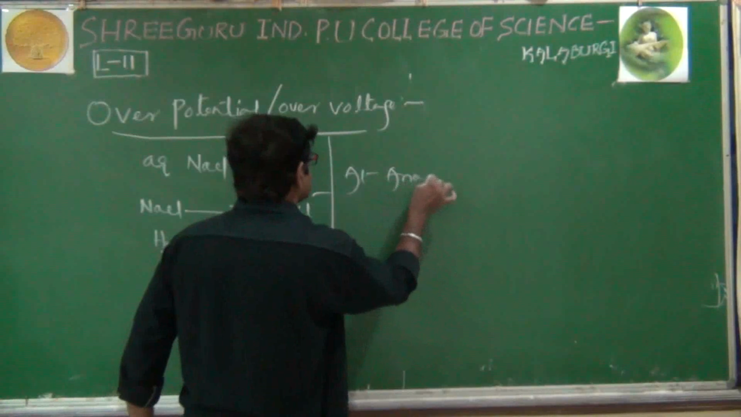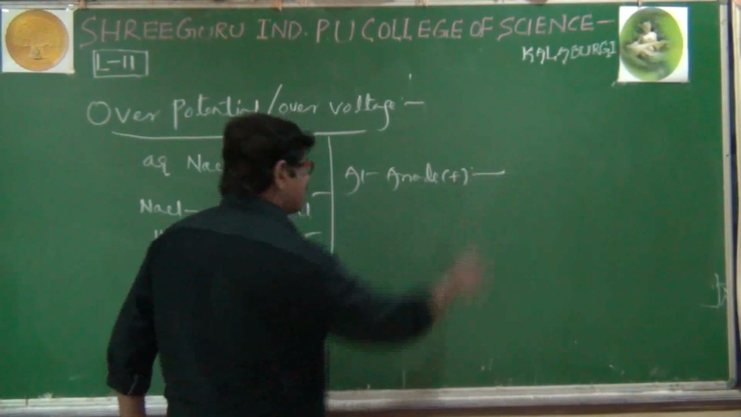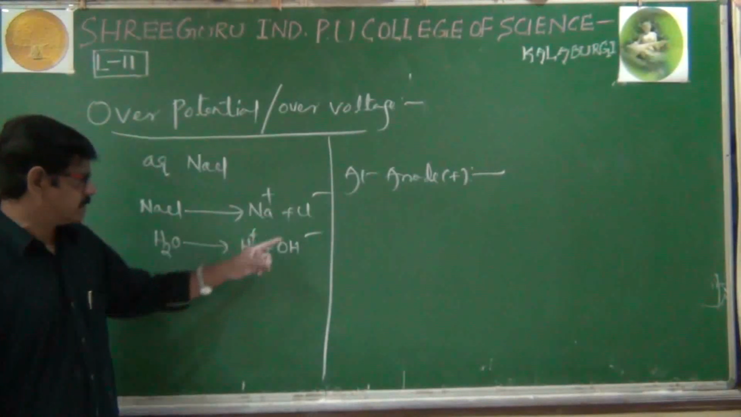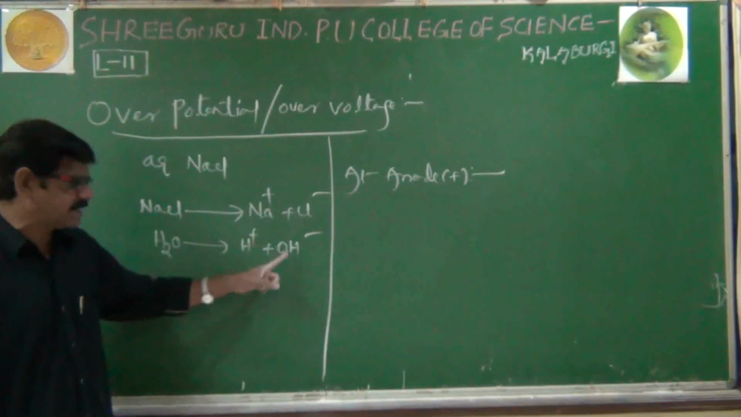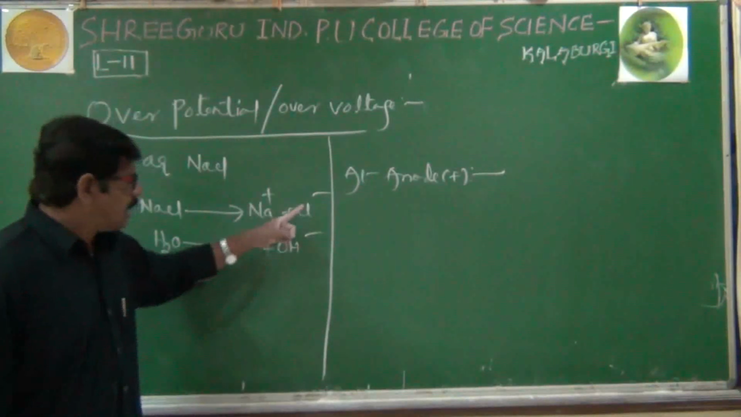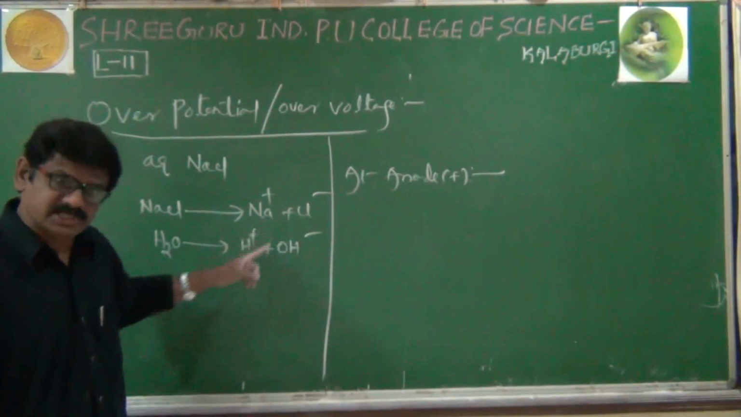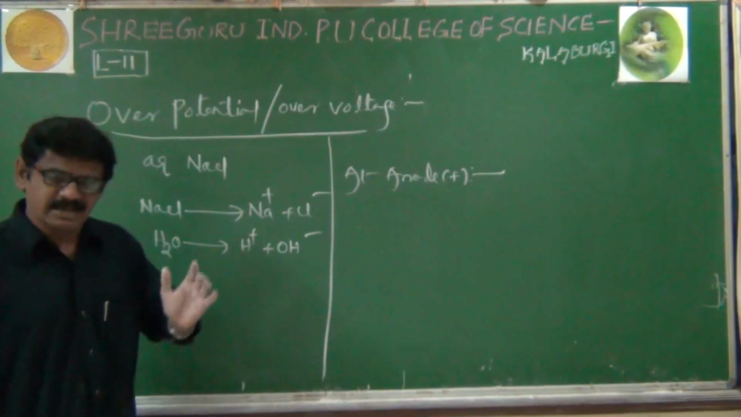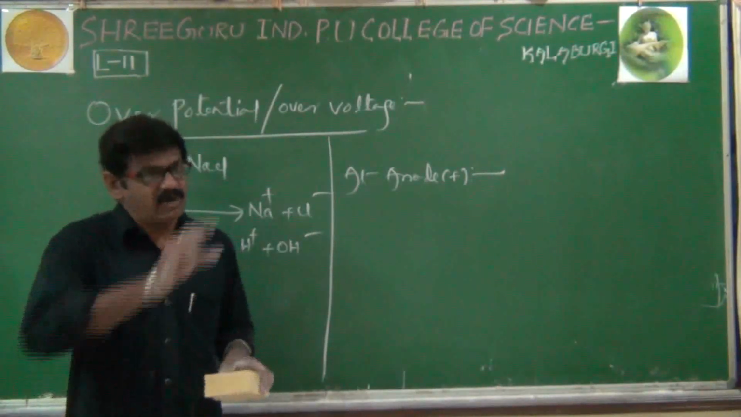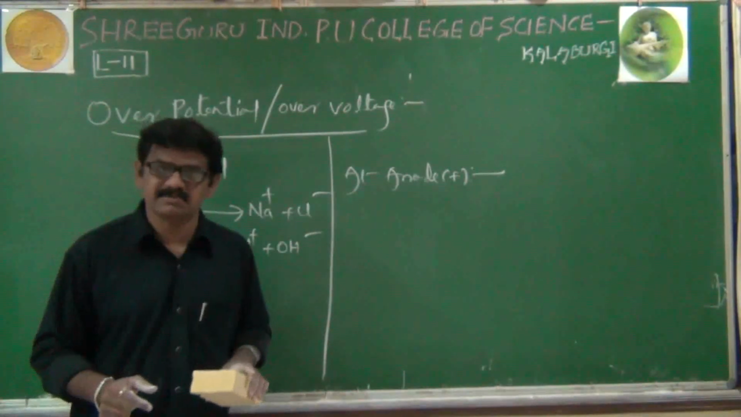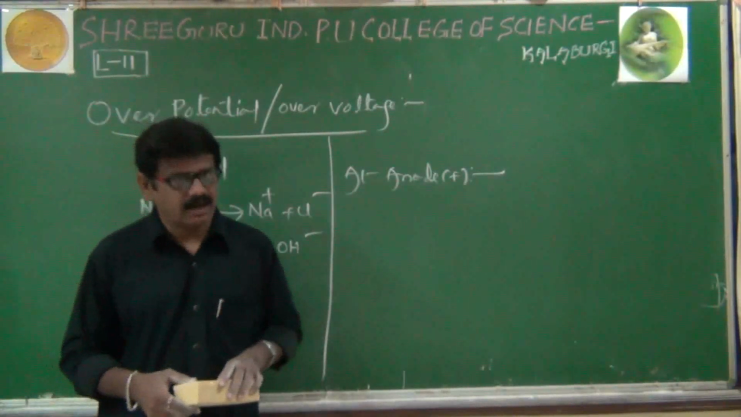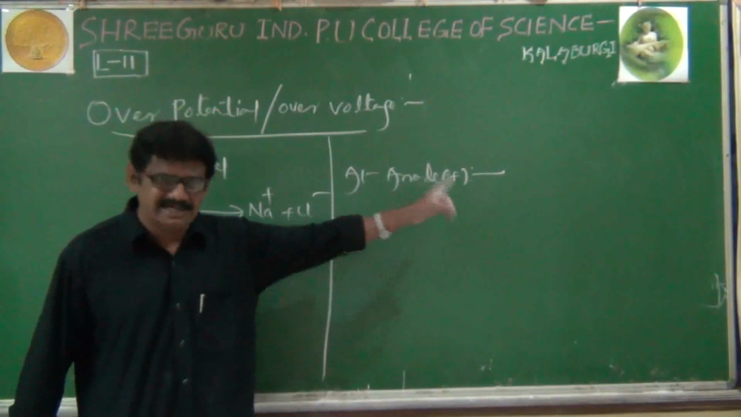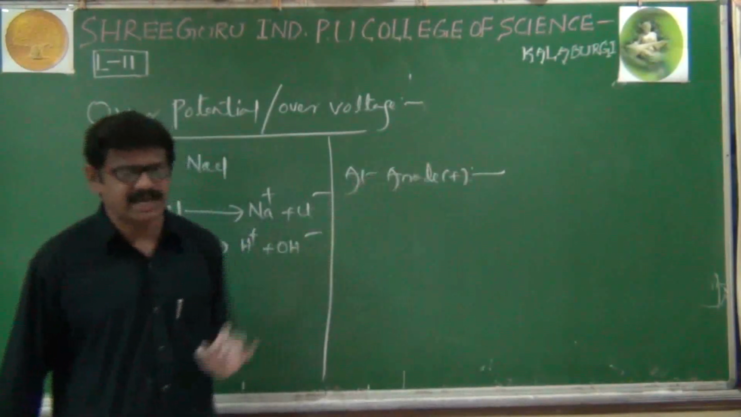At the anode, which is positive, the negative ion should discharge. Out of the negative ions, we have Cl- ions as well as OH- ions. Which ion will discharge? We learned that in our last class. We discussed an order, the discharging potential order. Based on that order, only Cl- ion will discharge and you will get chlorine gas.